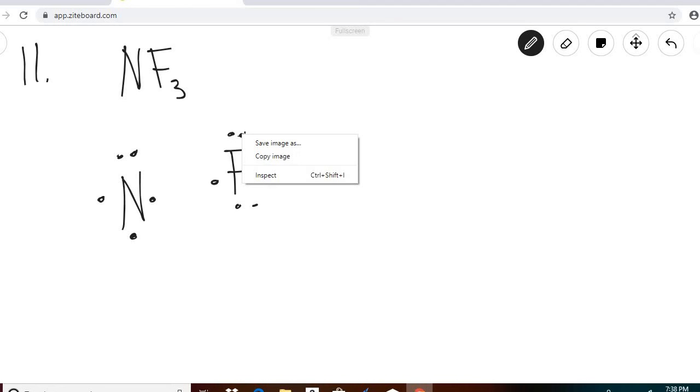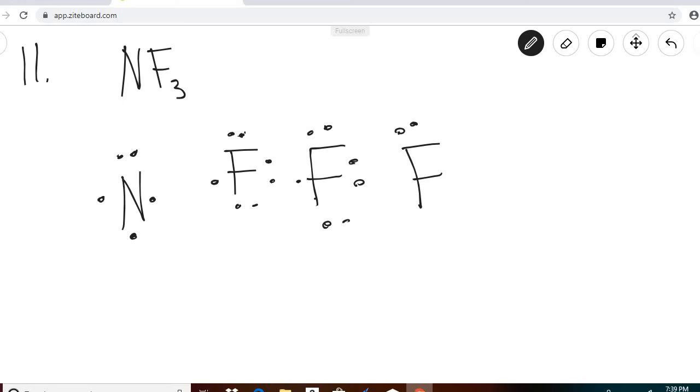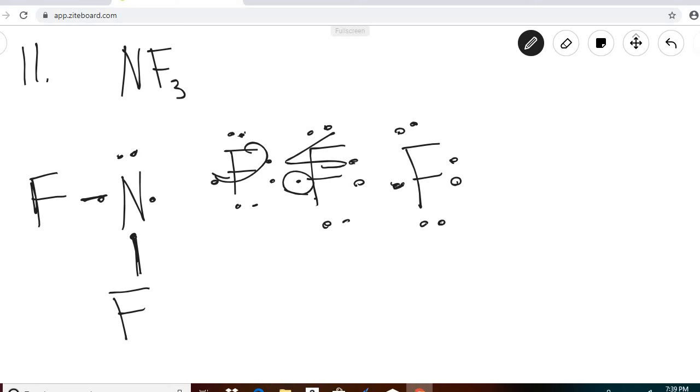So each of the 3 fluorines will have 1 unpaired electron. Okay, so you should be starting to see then that we can take those unpaired electrons on the fluorines and pair them with the unpaired electron on the nitrogen. So we'll take this one and they'll share that unpaired electron. We'll take this one, this unpaired electron will share here. And then this one, the unpaired electron will share with this one.